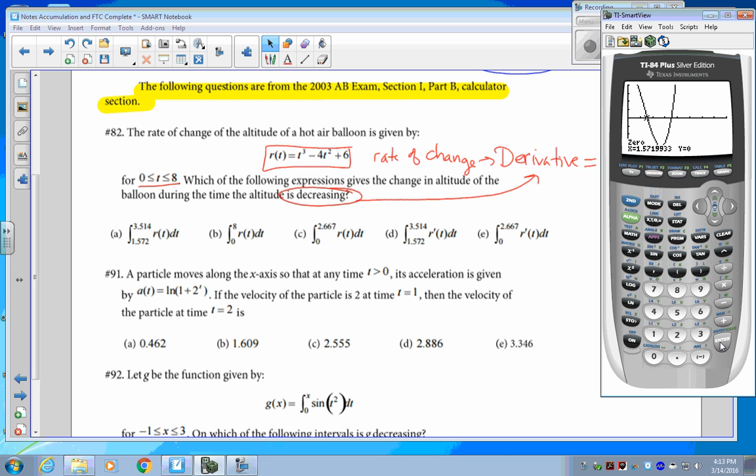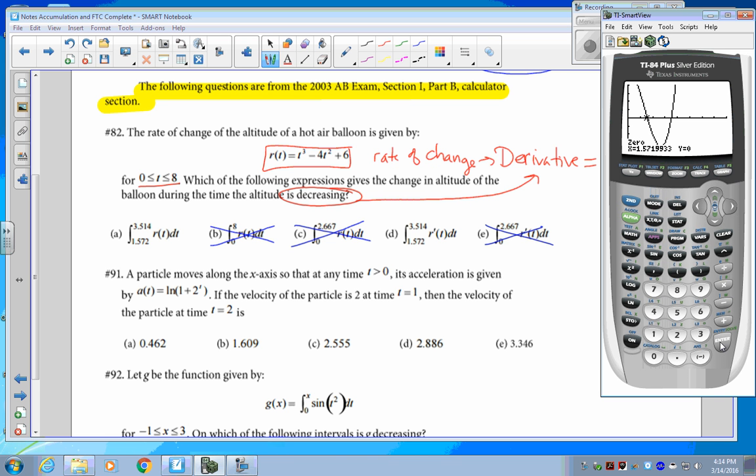So I know that my derivative starts to become negative at 1.571. So looking at these options here, I can eliminate all these options that don't have that value as a lower bound. So I've got rid of these.